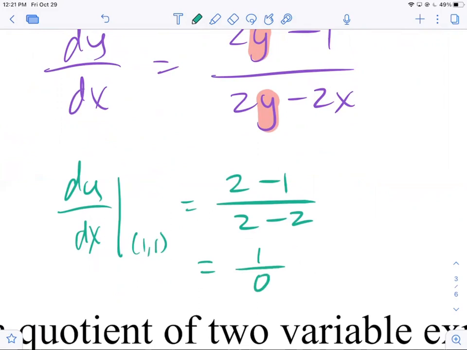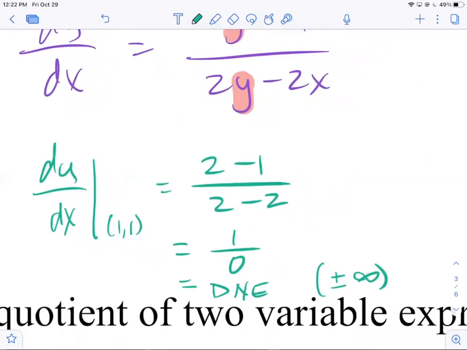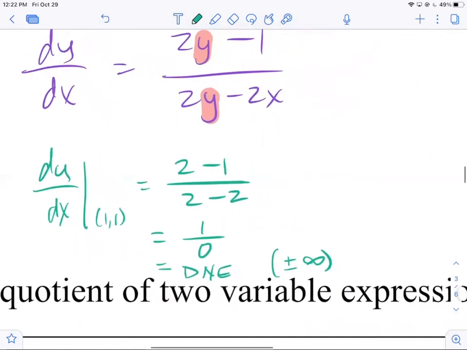What happens when we get 1 over 0? It does not exist because it's some type of what? It's some type of infinity, okay? We're not going to put some type of infinity because we don't know if it's positive or negative infinity. What type of tangent line has a slope of infinity? Because we're saying the slope is infinite.